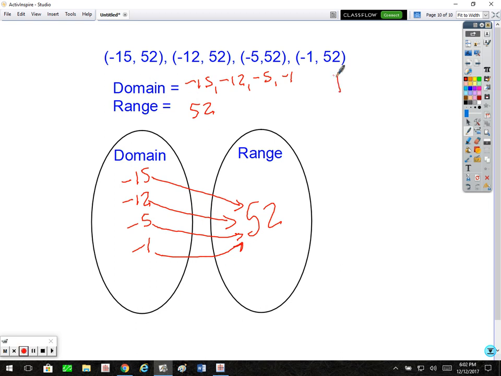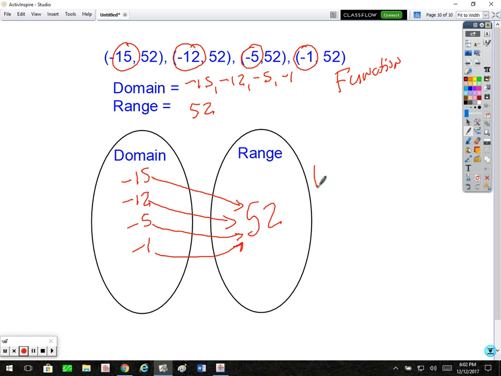Well, this is a function here because none of my domains repeat. So it should stay a function here. All of these numbers are pointing to 52, but if you look, each number only has one line coming off of it. Each element in the domain only has one line going to the range. So it's only mapped over to one number.